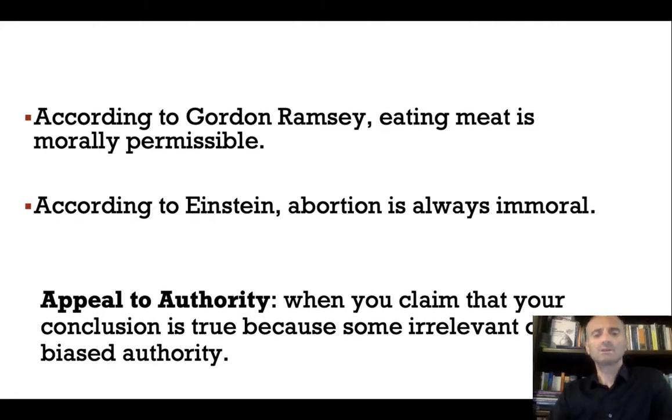So when your argument is based on some kind of authority, or to be more precise, your reasoning relies on a certain authority, like in this case, Gordon Ramsay and Einstein, your argument is fallacious. It commits the appeal to authority fallacy. In other words, your argument is not a good argument because it relies on the saying or the opinion of some people.